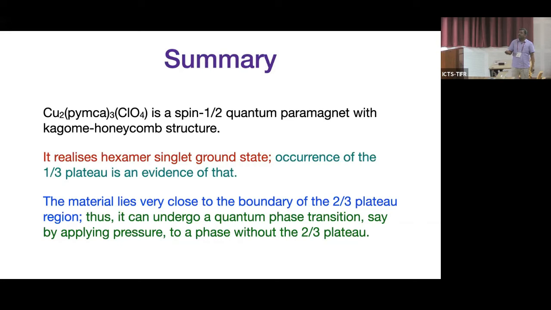The material lies very close to the boundary of the two-third plateau region. Thus, it can undergo a quantum phase transition to a phase without the two-third plateau under some experimentally created conditions, which only experimentalists would be able to better appreciate. But I'm just making a possible suggestion.